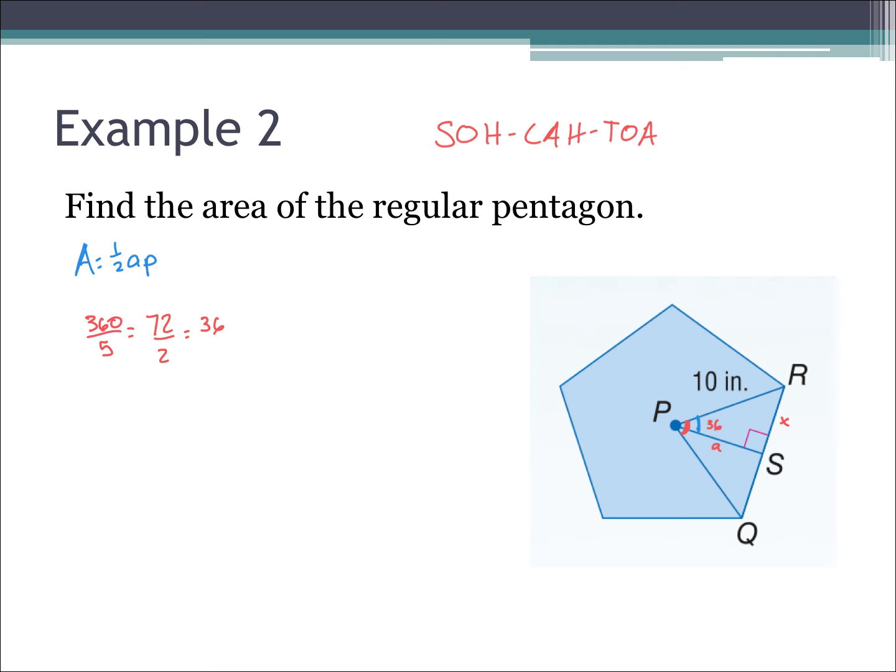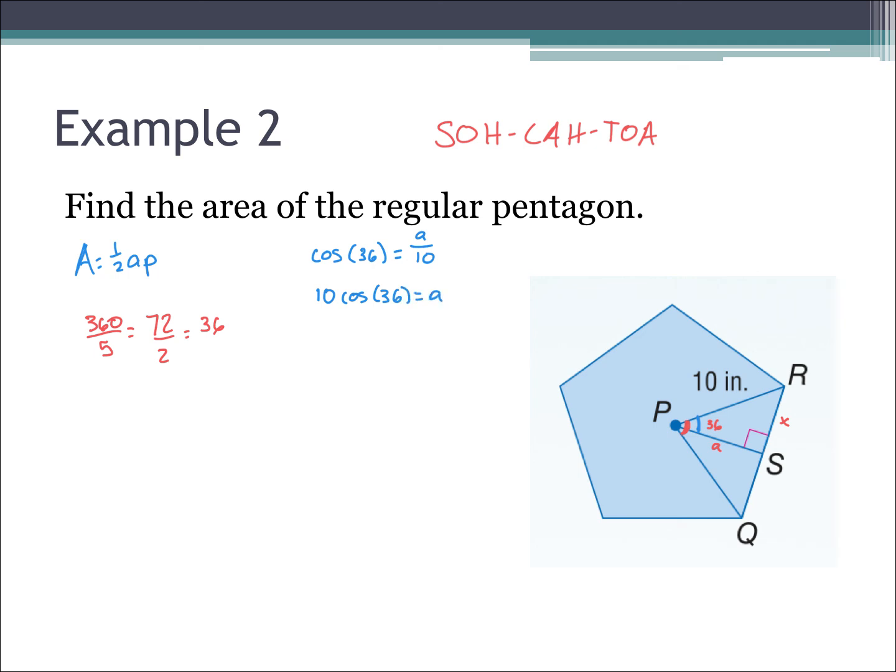So I'm going to solve for A first, for no other reason than I like A better. So A is adjacent to my angle and 10 is my hypotenuse. So that is going to be the cosine of 36 is equal to adjacent over hypotenuse, A over 10. Need to multiply by 10 to get it out of the denominator. It gives me 10 times cosine of 36 is A.